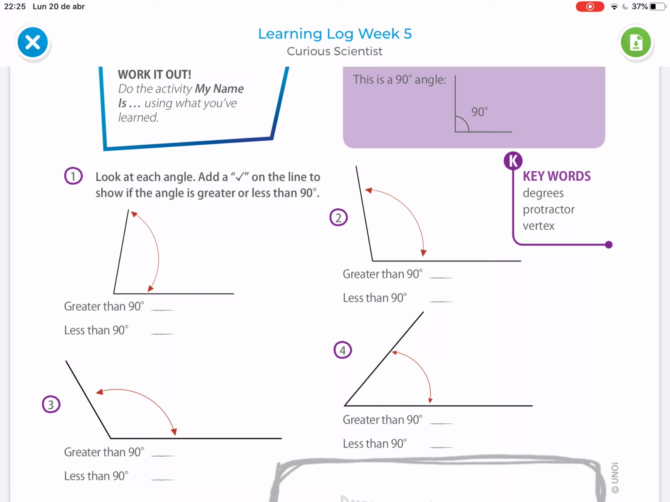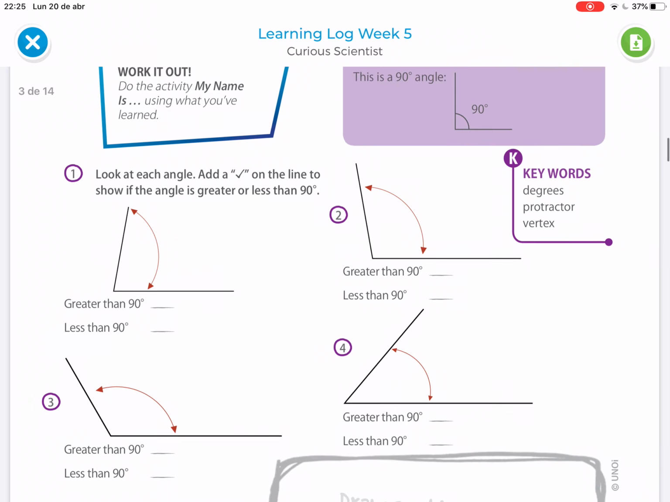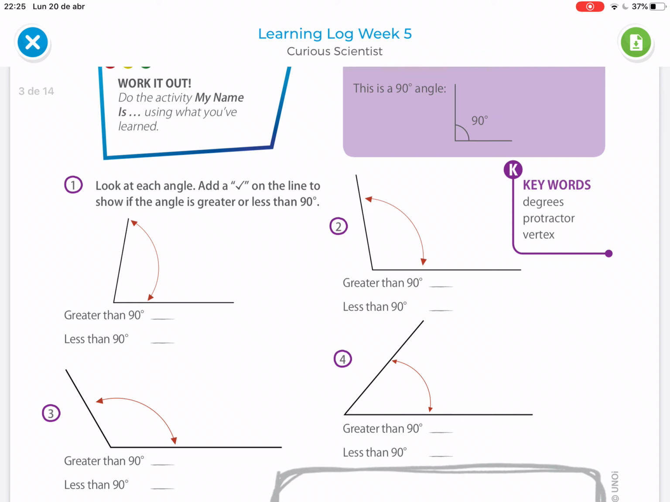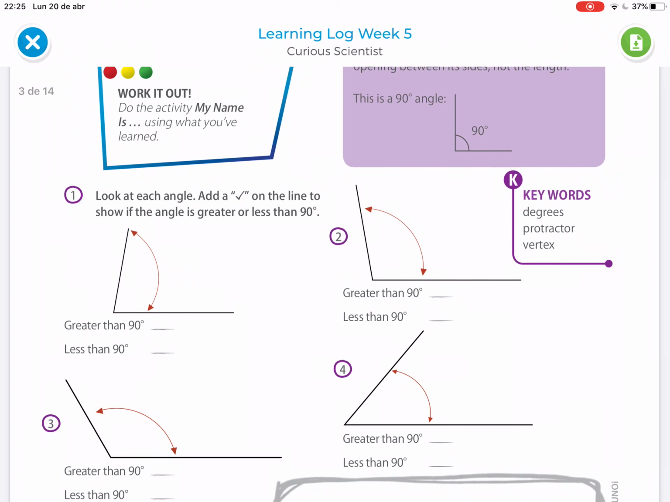On example 3, the line seems much bigger. So that's a big opening. So that one will be greater than 90 degrees. Now number 4, the opening is small. So remember that you have to measure the opening between its sides. So since it's a small opening, it will be less than 90 degrees.